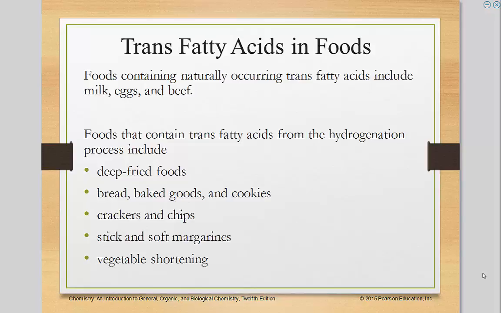Foods containing naturally occurring trans fatty acids include milk, eggs, and beef. Foods that contain trans fatty acids from hydrogenation include deep-fried foods, bread, baked goods and cookies, crackers and chips, stick and soft margarines, and vegetable shortening.